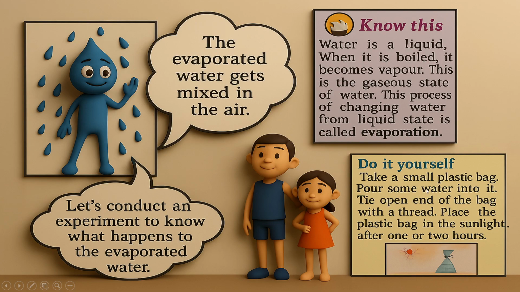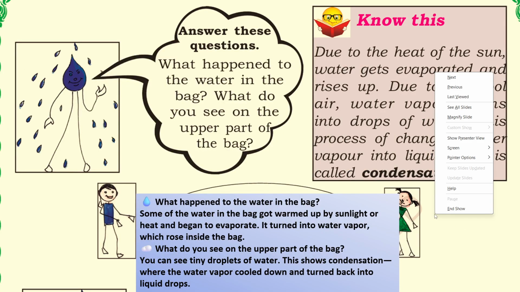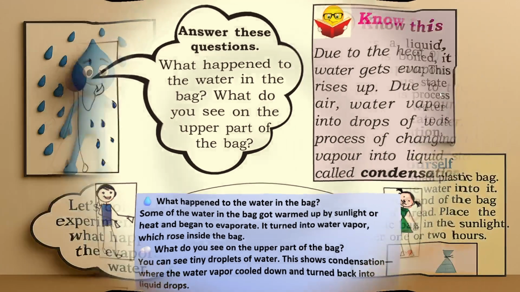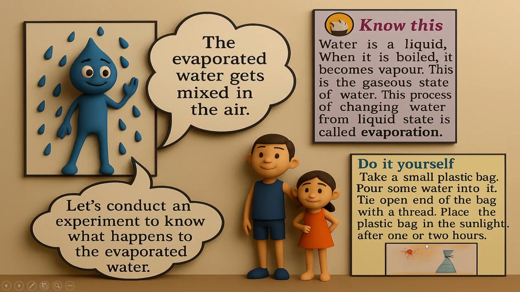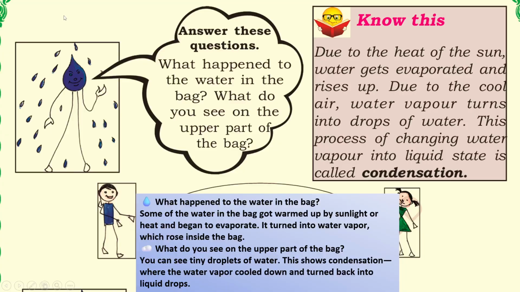Do this yourself. Take a small plastic bag, pour some water into it, tie open end of the bag with a thread, place the plastic bag in the sunlight. After 1 or 2 hours, observe what happened. Answer these questions. What happened to the water in the bag in the previous experiment? What do you see on the upper part of the bag?